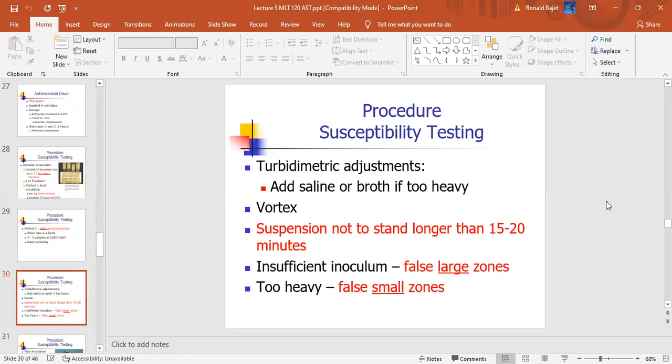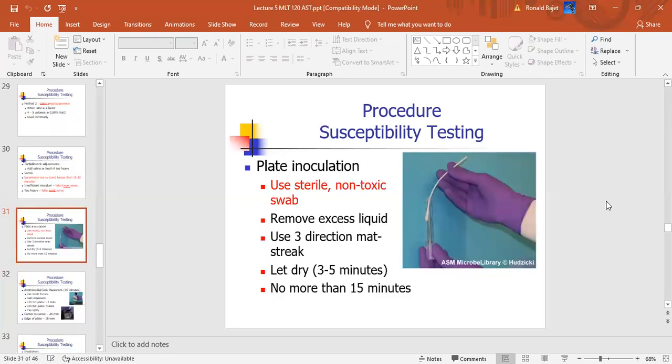So what's the effect of not enough inoculum, or what's the effect of too heavy an inoculum? Not enough will be a false large zone size, and too heavy an inoculum will be a small zone size. As you can see, depending on the zone sizes, you can misinterpret sensitivity versus resistance. So it's really important to make sure that you're at 0.5 McFarland.